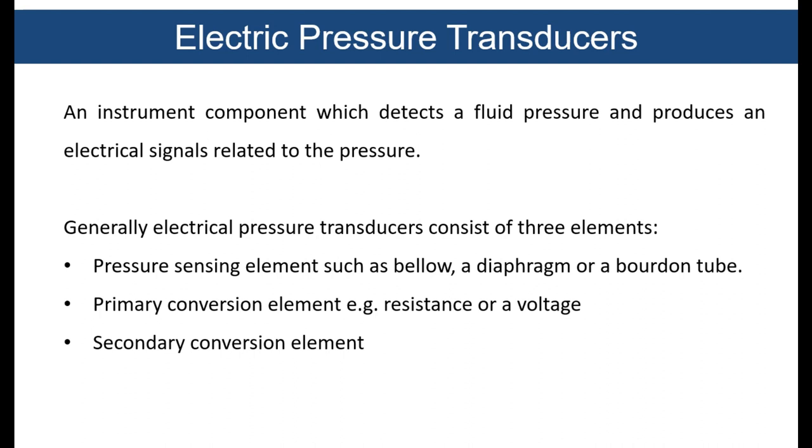First, we have the pressure sensing element. The second element is the primary conversion element. The third element will be the secondary conversion element. These are the elements usually present in the electrical pressure transducer. First, we saw the pressure sensing element. For example, it is bellows, or a diaphragm, or a Bourdon tube. Second, we saw the primary conversion element. For example, it is a kind of resistance or a voltage. And third, we have the secondary conversion element. These three are the elements present in the electrical pressure transducer.